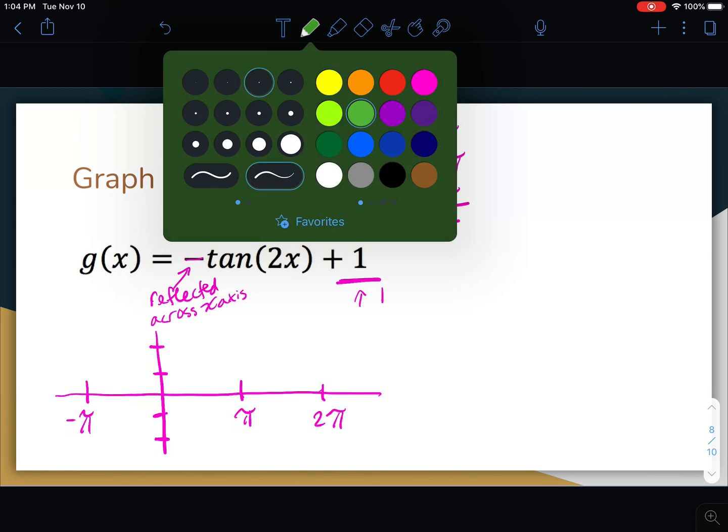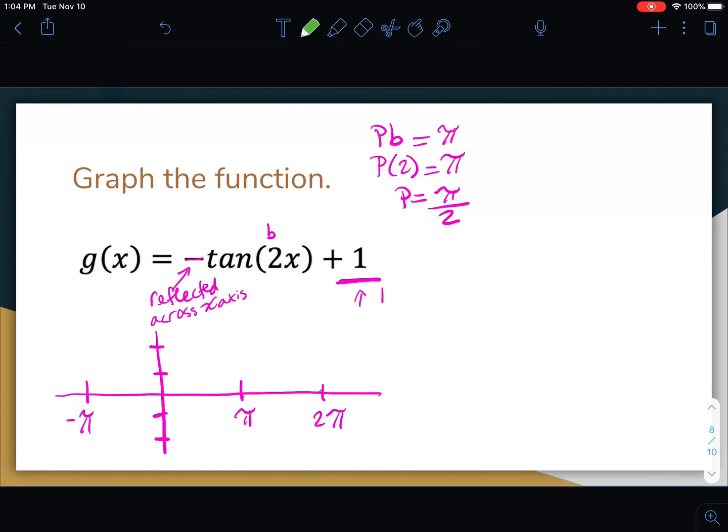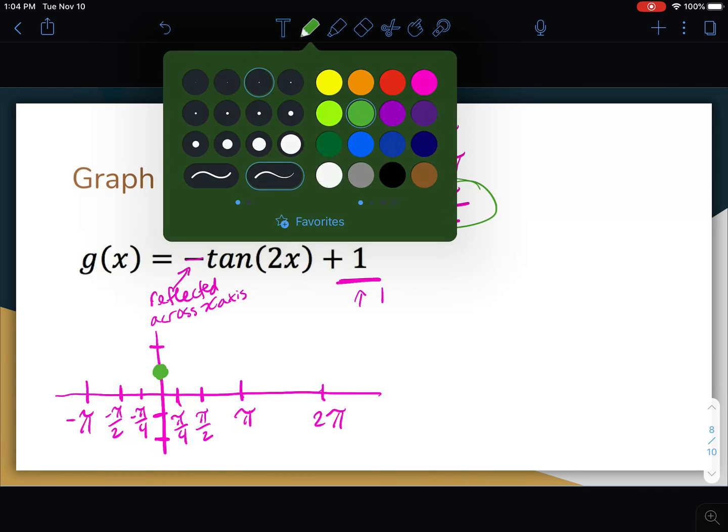The first thing we want to notice is that we do not have a horizontal shift. So the anchor point is going to stay right on the y-axis. However, we are going up 1, so my anchor point is really going to be right there. Now, the entire period is pi over 2. So let's add some more parts here. This will be 1/2 pi, so this is pi over 4. That's negative pi over 2, and this is negative pi over 4.